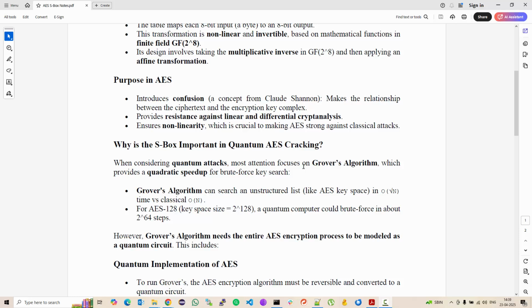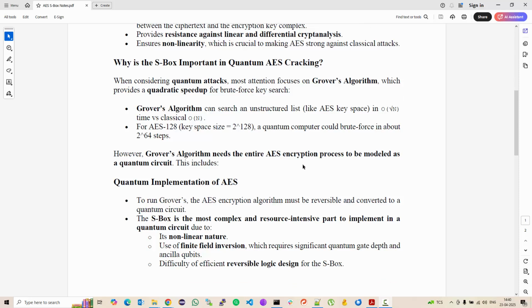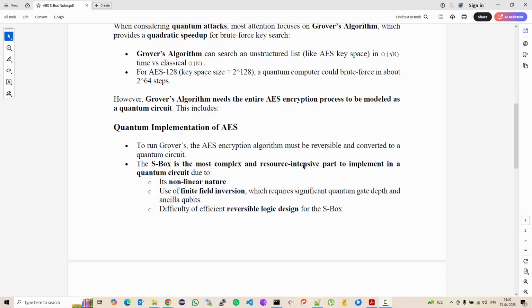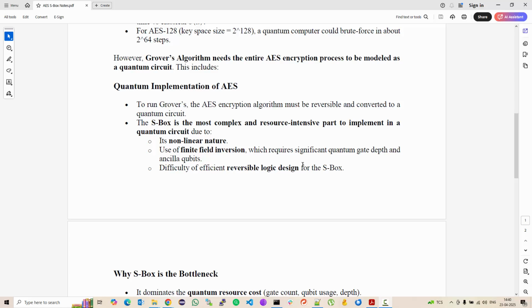So why is this S-box important in quantum AES cracking? When you try cracking AES with quantum attacks, most of the attention focuses on Grover's algorithm, which provides a quadratic speedup. However, Grover's algorithm needs the entire AES encryption process to be modeled as a quantum circuit, and it has to be reversible. Now, the S box is the most complex and resource intensive part to implement in a quantum circuit due to its nonlinear nature and use of finite field inversion.